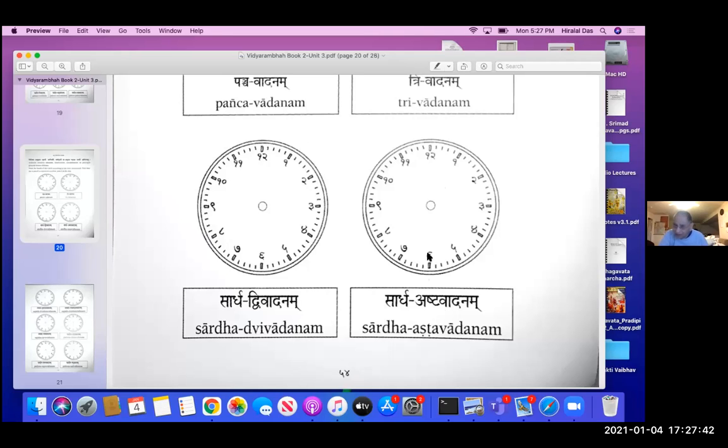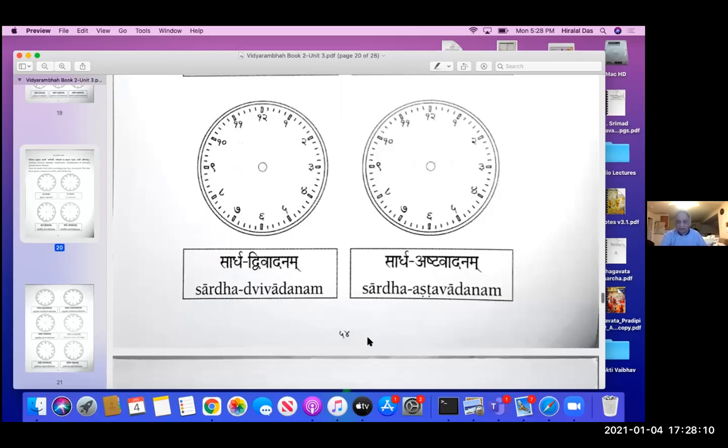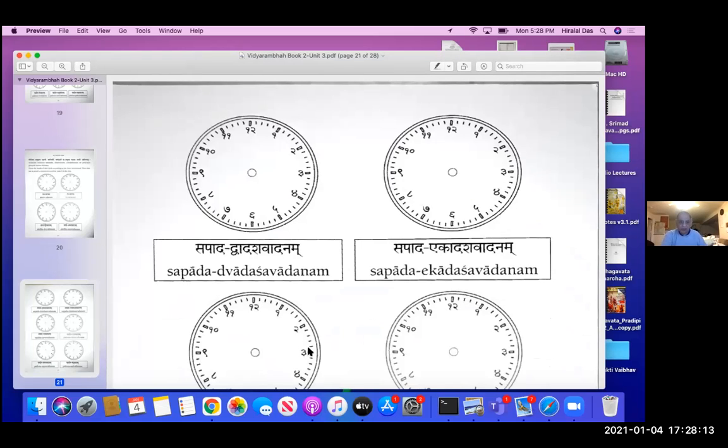Goes to where? 8. No, between 8 and 9. Not exactly 8, between 8 and 9, because it's Sardha. So you have to say that it is exactly in between. Sapad is quarter past, and if it is Padona Astavadanam, then the short hand is closer to 9. Okay, like that. Next person, Sapad Dvadasavadanam.